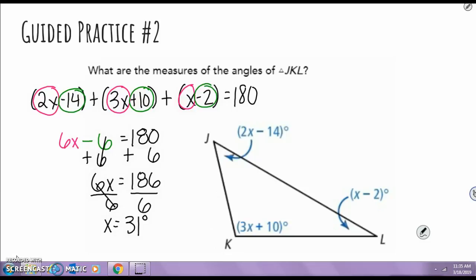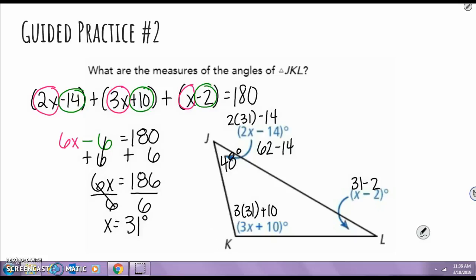Now, this is a measure of x, but this does not tell us each angle measure. So we're going to substitute x for 31. So we have 2 times 31 minus 14, 3 times 31 plus 10, and 31 minus 2. I know that 2 times 31 is 62, and now I can subtract 14. 62 minus 14 is 48 degrees.